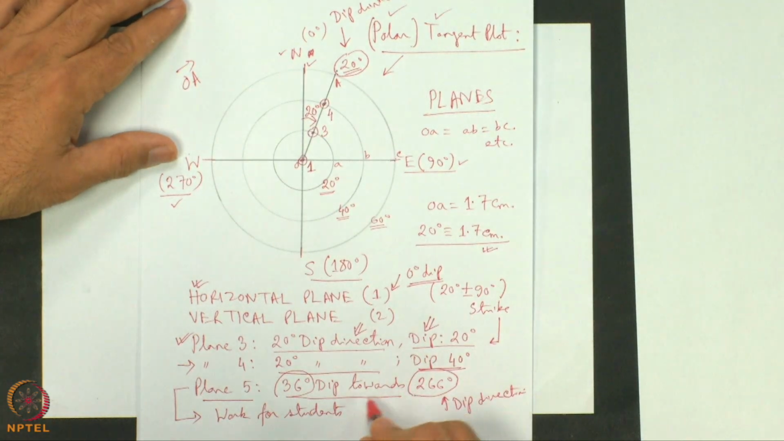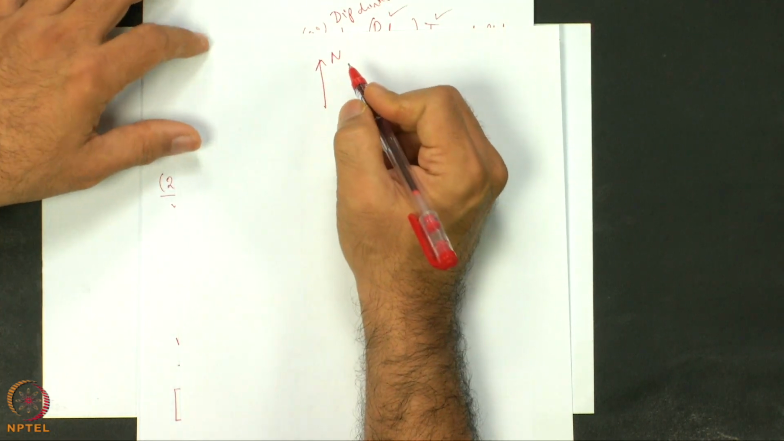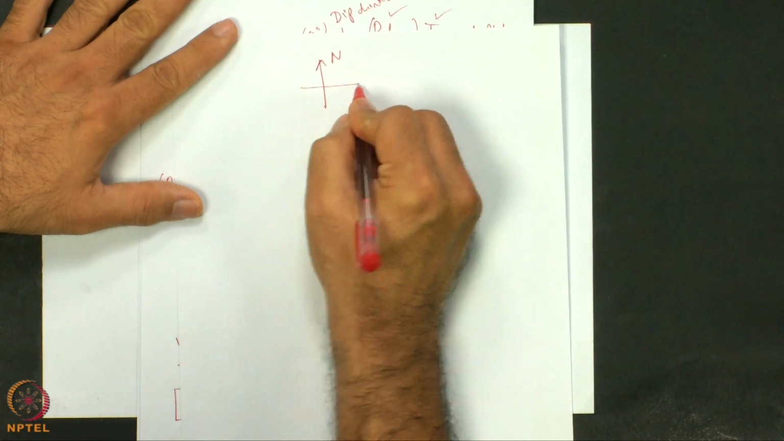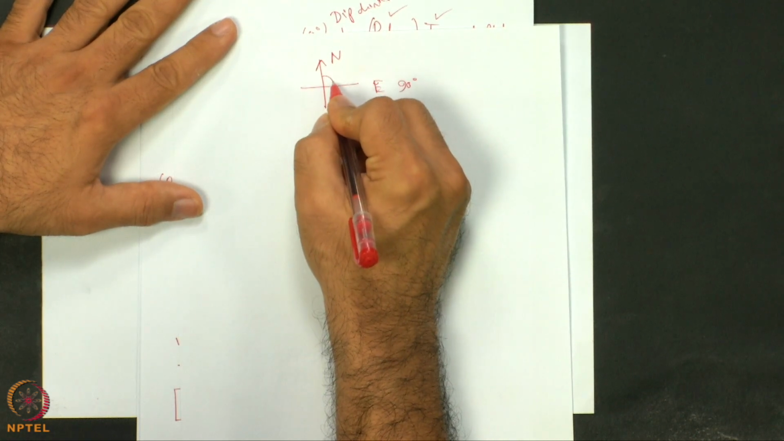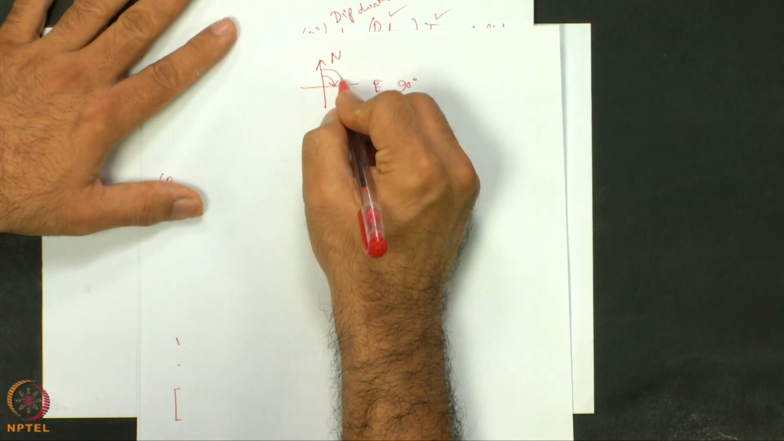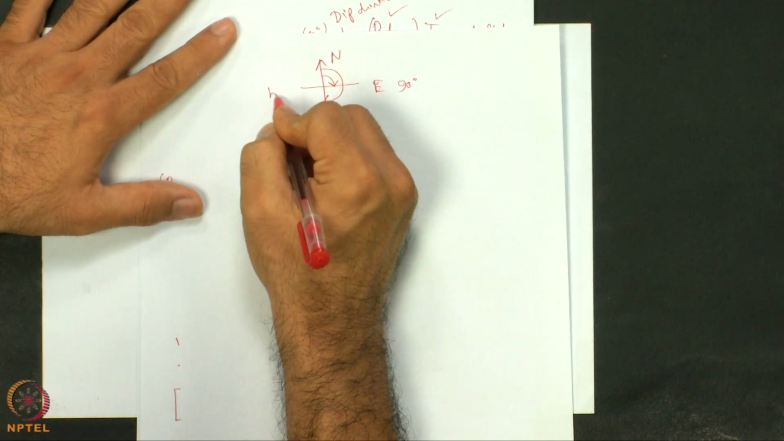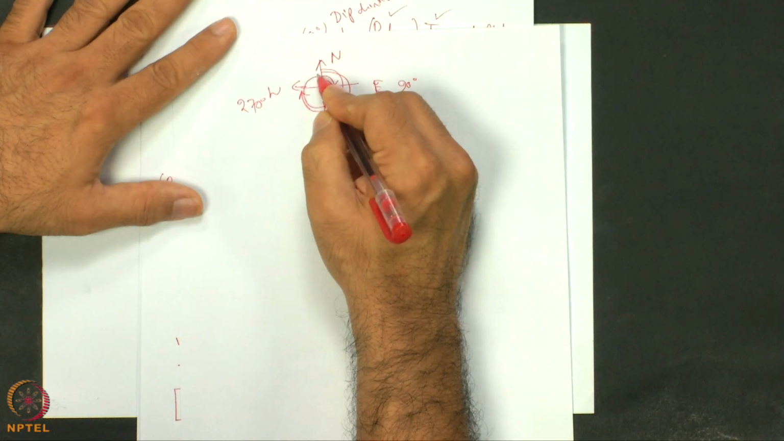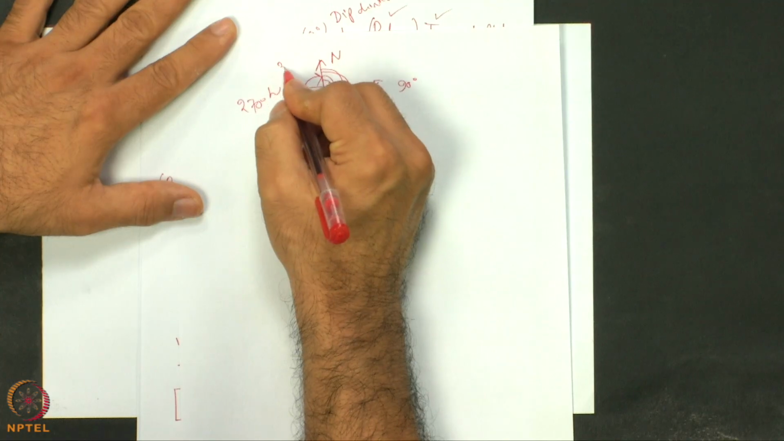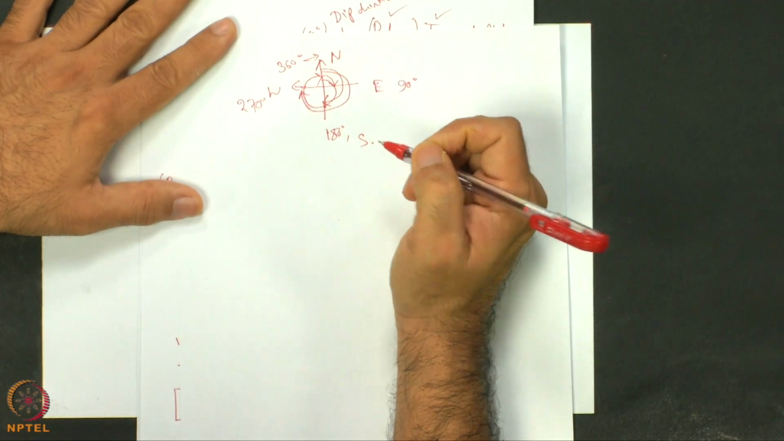While using the dip direction, always measure from north in a clockwise direction. If this is geographic north, then east is 90 degree. How do we say? Because from north in a clockwise I have measured. South is 180 degree, west is 270 degree, and from north to north, if I take a complete 360 degree turn, this becomes back to the north geographic direction.